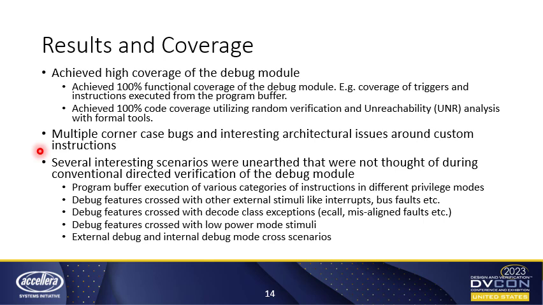By using the random instruction and event generation method, we could generate instructions in the program buffer that executed in different privilege modes, debug features crossed with other features such as interrupts and decode class exceptions, and we also generated the scenario of external debug happening during the internal debug session. Those scenarios were valuable and helped us find several corner case bugs.